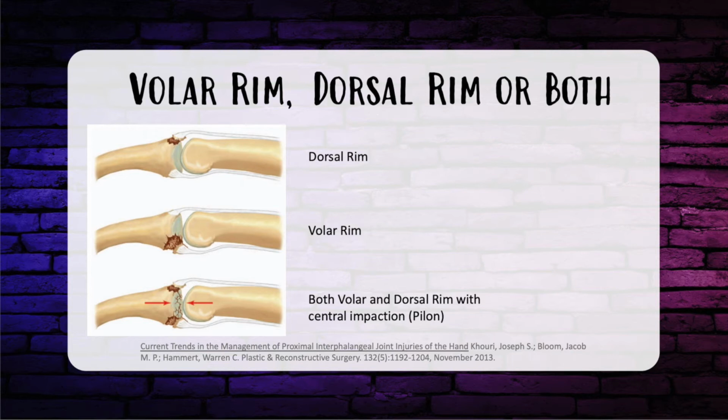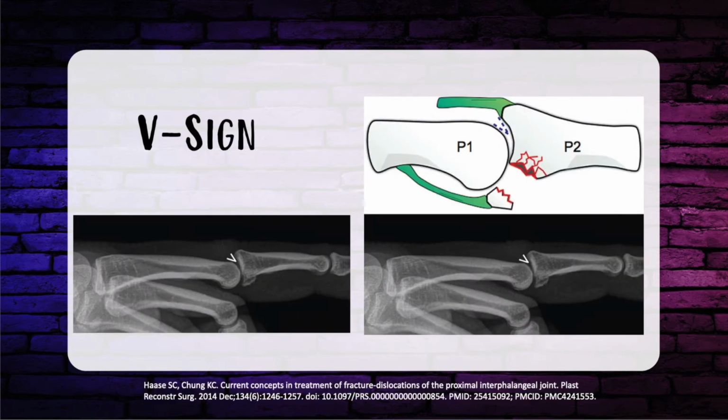The stability of this fracture, again, depends on the 30-50 rule, and you're going to hear us say this a lot. But the small fracture fragments can safely be ignored. An early range of motion with extension block splinting leads to good outcomes. Sometimes this can be hard to see on the X-ray. A subtle sign on lateral X-ray called the V sign can be an indicator of a subtle dorsal subluxation.